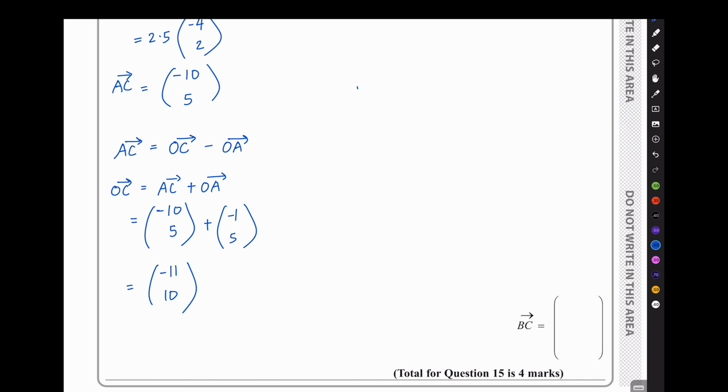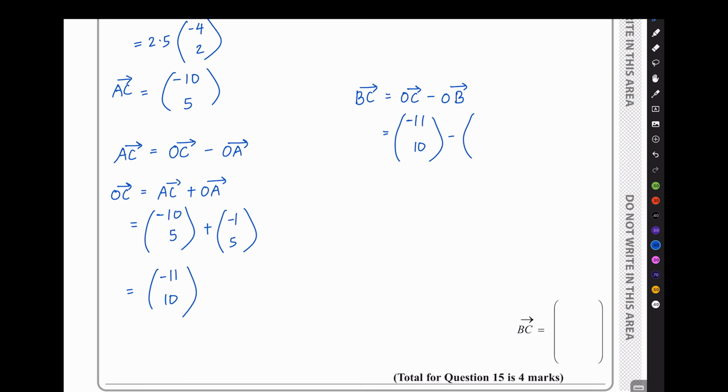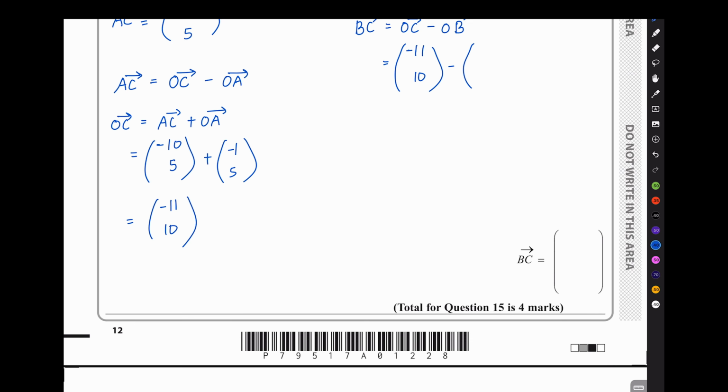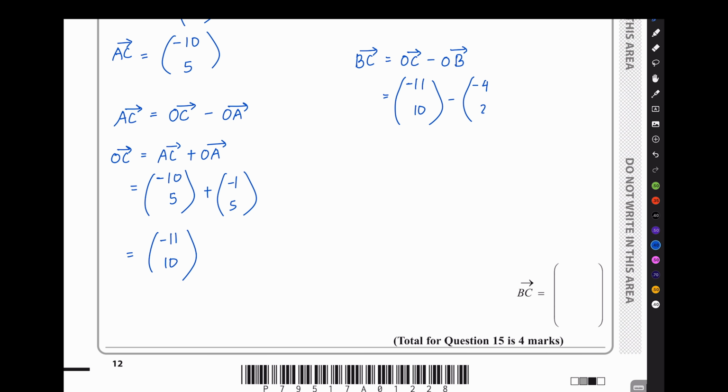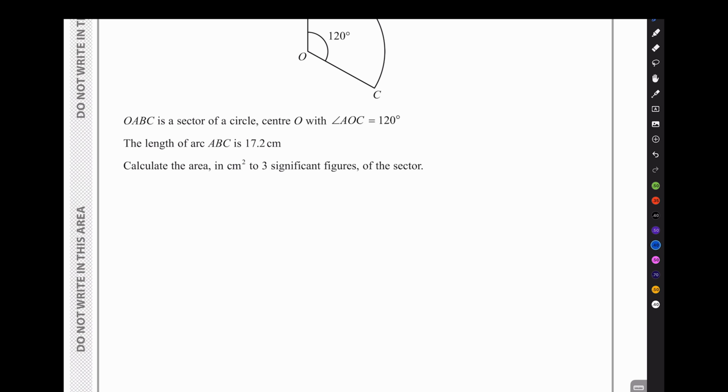My final target is BC, right? So BC should be OC minus OB. OC, I just found it, is (-11, 10). Subtracting from it OB, which is (-4, 2). So this gives me (-7, 8). I hope this is correct.